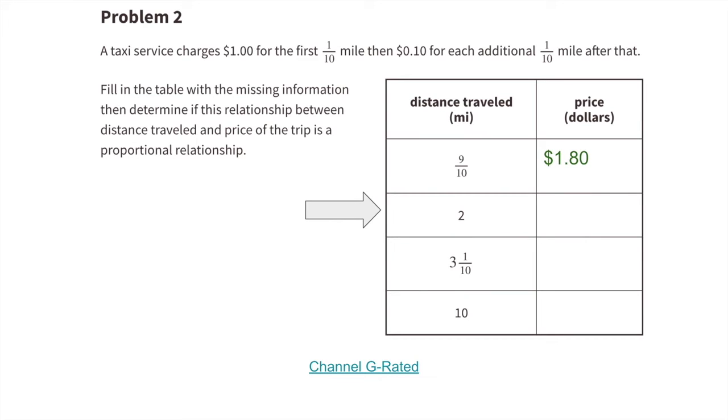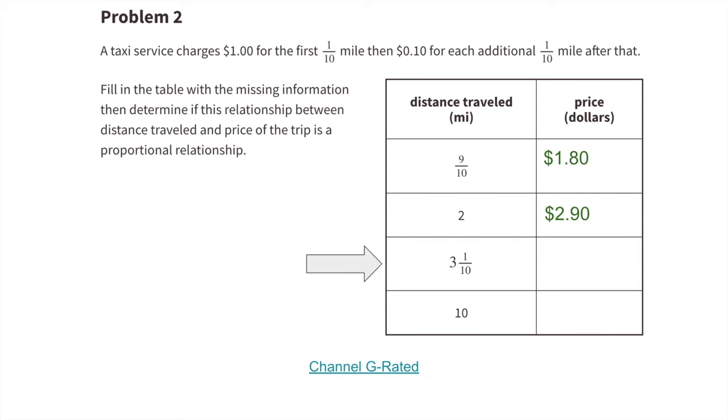When the distance traveled is 2 miles, that's the same as 20 tenths. And one of those tenths would be used for the first tenth of a mile, which would be $1, leaving 19 tenths left over, or 19 dimes. And 19 dimes is $1.90. So $1 for the first tenth added to $1.90 would be a total of $2.90 to travel 2 miles.